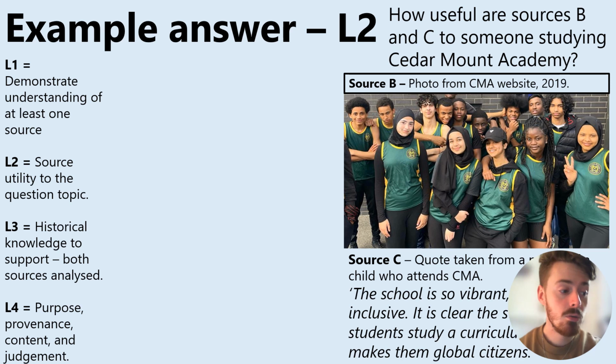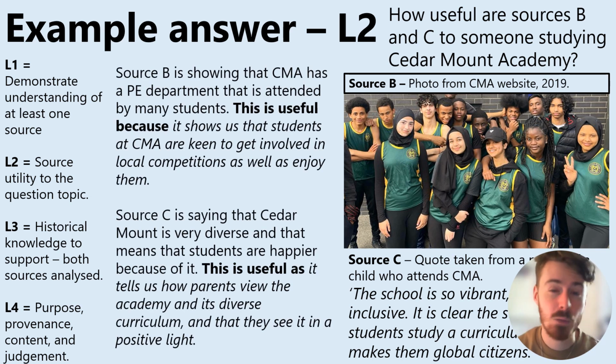Now, level 2 says we need to talk about source utility to the given topic, right? So we've demonstrated we understand them, but we need to bring them back to Cedar Mount Academy. So let's try and do that by adding one sentence more. Source B shows CMA as that PE department's attended by many students. It's useful because it shows us that students are keen to get involved in local competitions as well as enjoy them. I'm adding my understanding of why it's relevant to do that. I'm thinking about the positive contributions I gain from that source.